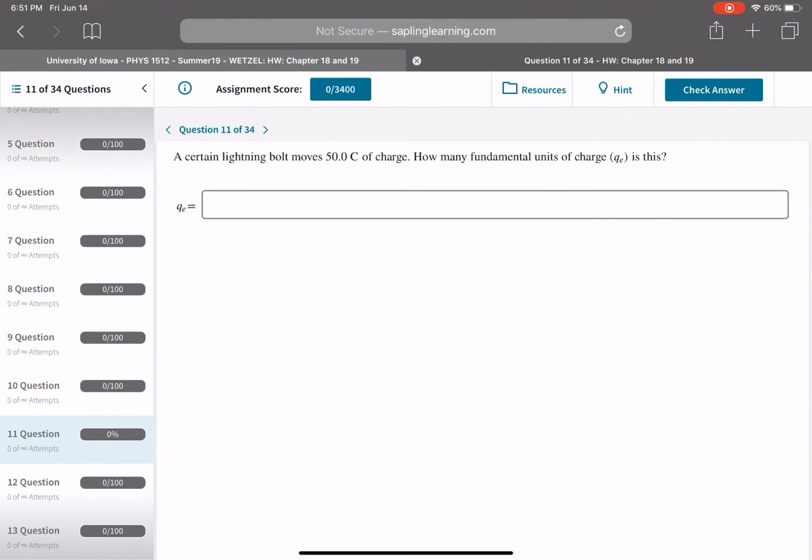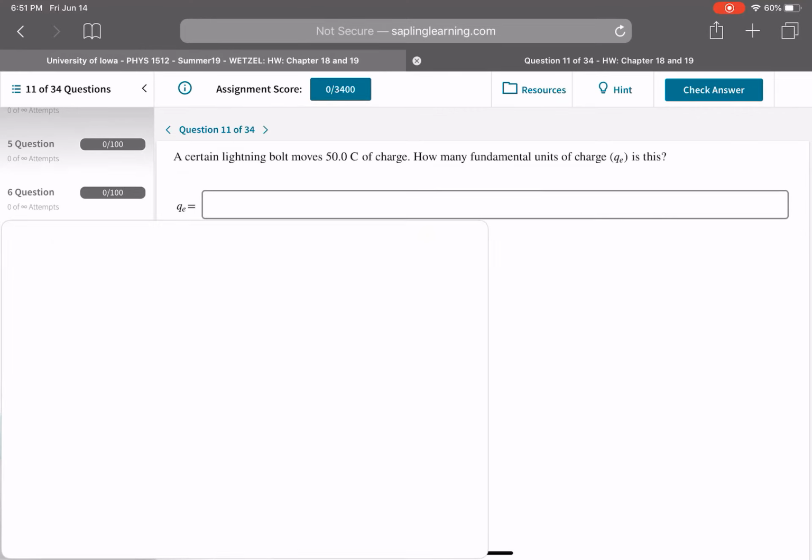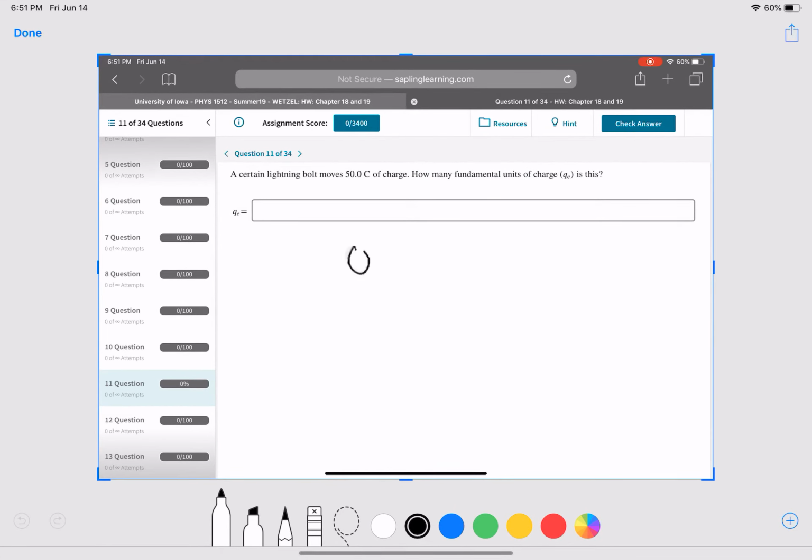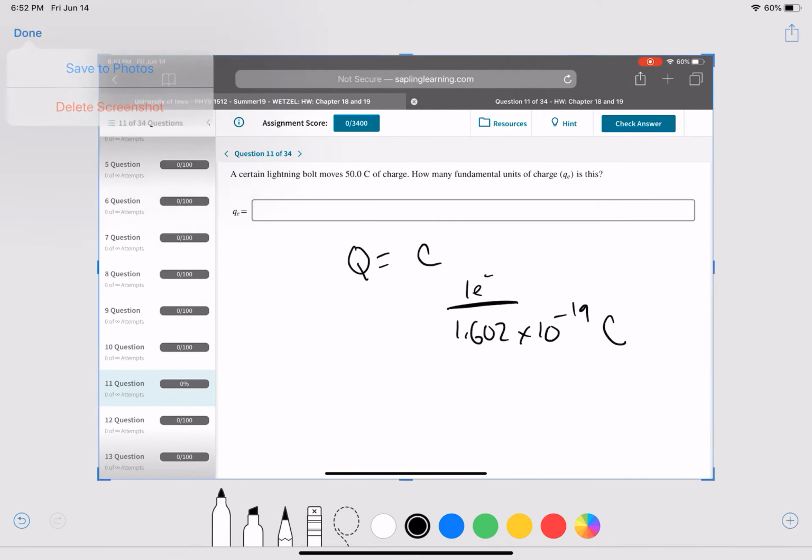Number 11: A certain lightning bolt moves 50 coulombs of charge. How many fundamental units of charge is this? The charge is in coulombs, and then there's 1 electron per 1.602 times 10 to the minus 19 coulombs. So how many charges is this? You get 50 coulombs, and you could divide by that many coulombs per electron and figure out how many charges on an electron that is.